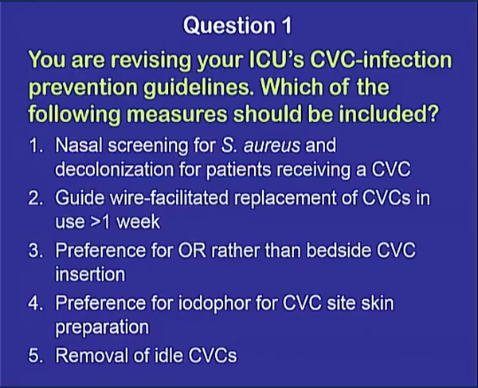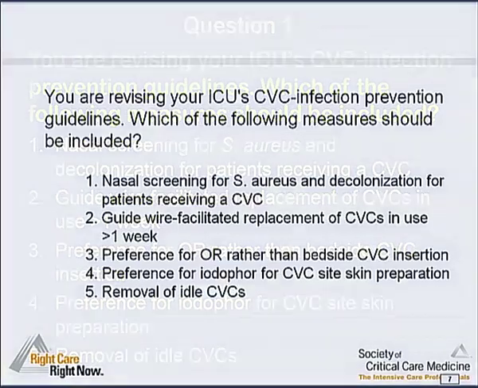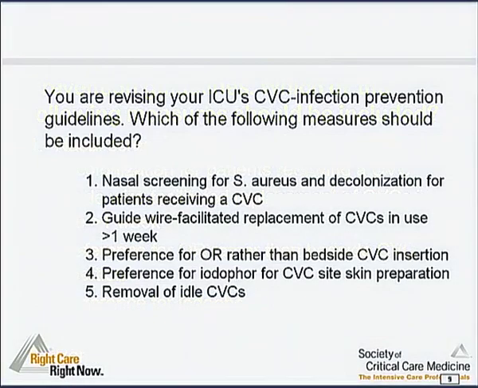So, question. You are revising your ICU's vascular catheter infection prevention guidelines. Which of the following measures should be included? Nasal screening for Staph aureus and decolonization for patients in whom you're going to place a central venous catheter. Guide wire facilitated replacement of catheters in use for more than 1 week. Preference for the operating room rather than the bedside for vascular catheter insertion. Preference for iodophore for skin site preparation, or removal of all idle catheters.